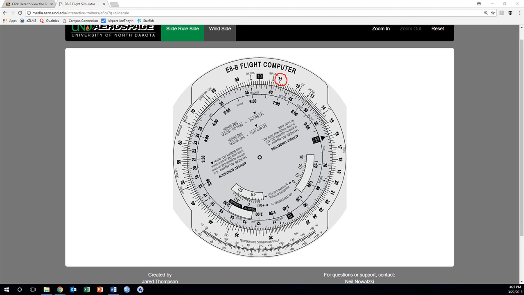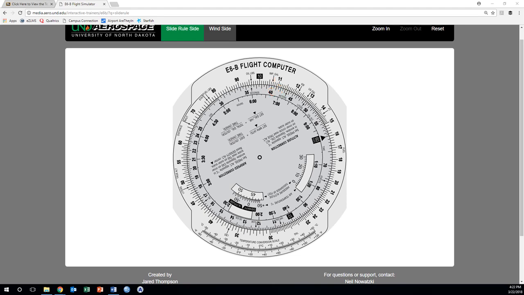So here we have the number 40. This tick mark would represent 41. This tick mark would represent 42. So we're looking at about 41.5 minutes to travel 110 miles at 160 knots.